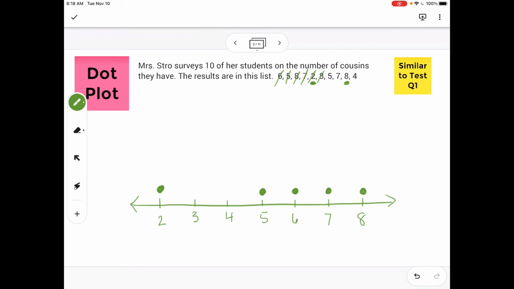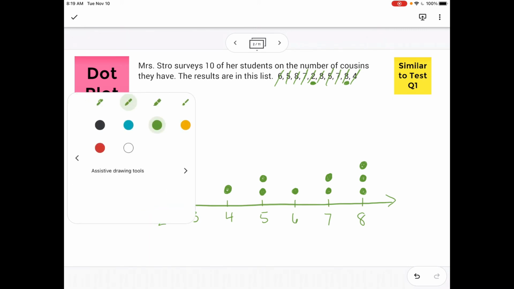Another 8, so I'm gonna put a dot on 8, another one right on top. 5, so I'm gonna put another one right on top of 5. Another 7 as well. Another 8, and a 4. All right, so in this case, you can see how I crossed them all off. All of my data was accounted for. So there's the dot plot to start.